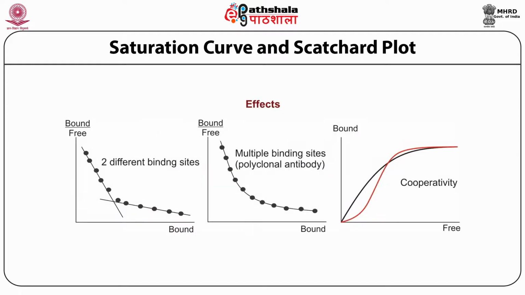Here we try to show the different types of binding patterns. For example, in the first curve you can see two different binding sites that behave differently. In the second curve you can see the multiple binding sites of a polyclonal antibody, and in the third one you can see the reaction of cooperativity.